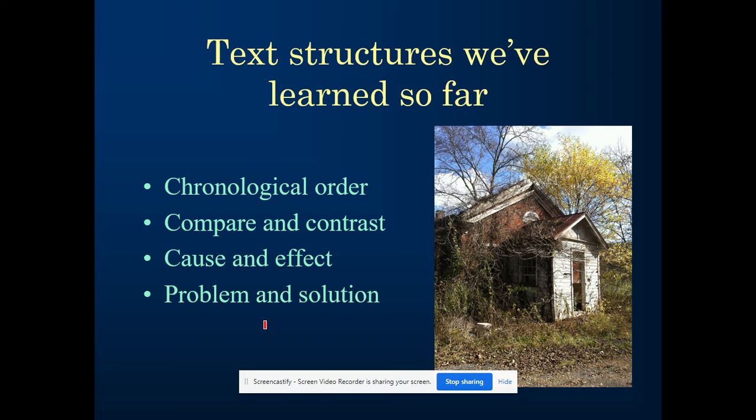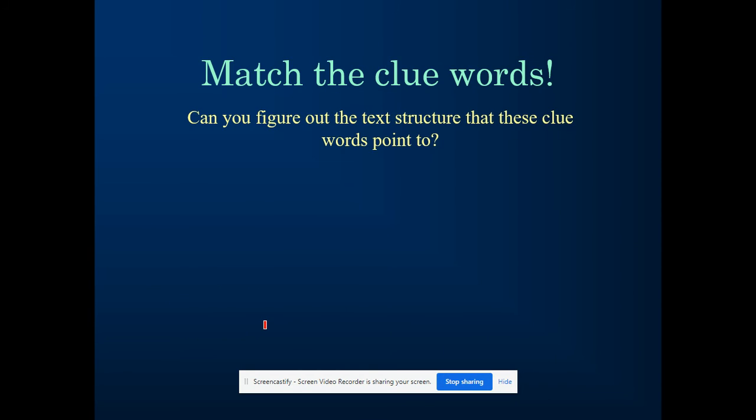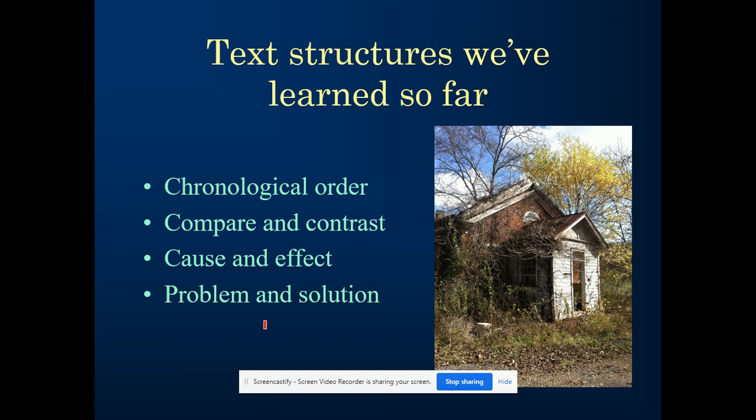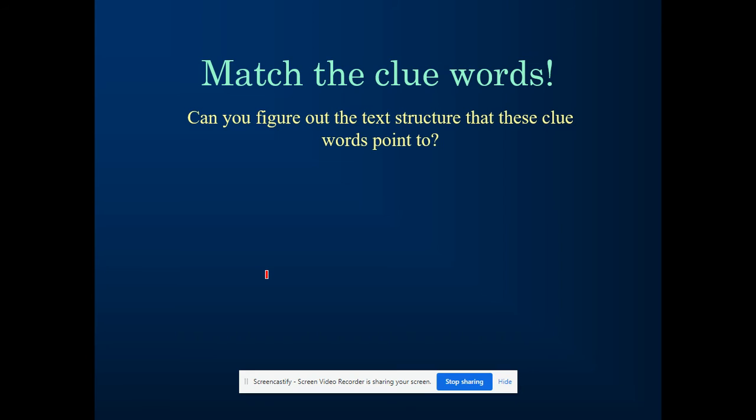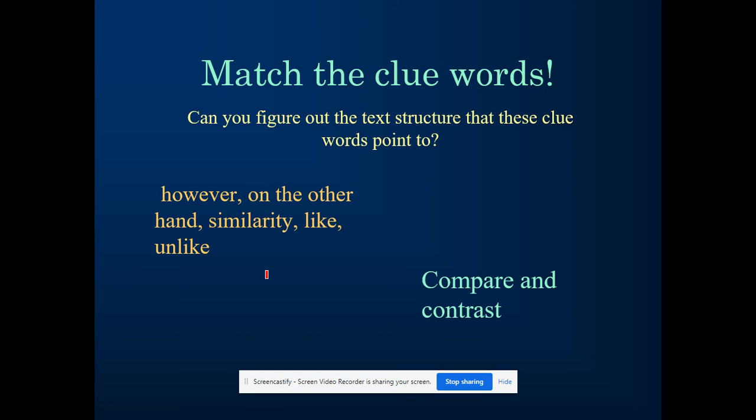So we've learned about all of these different text structures. It only lists the four because in this PowerPoint, I have description coming later, and we kind of jumped and did that already. So these are our four choices, and we're going to try to identify the clue words here. Ready? Oh, oops, I wasn't supposed to show you that. But, however, on the other hand, similarity, like, and unlike. Well, this word similarity reminds me of similar. So that sounds like compare, contrast.